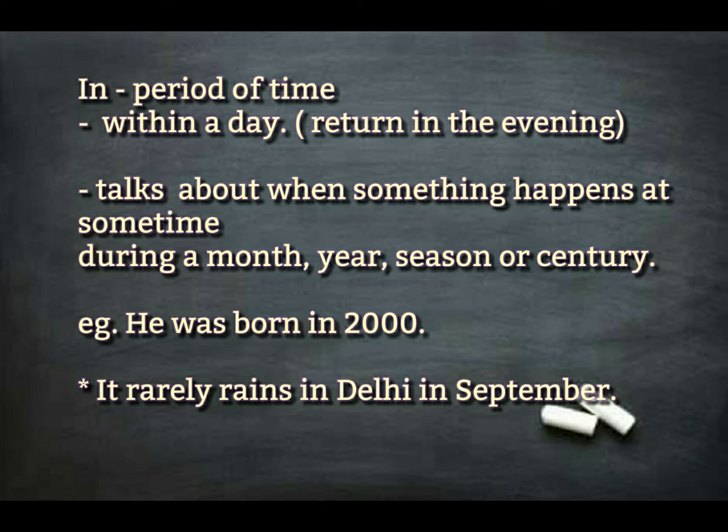For example, again in the case of my mother told me to return in the evening. It talks about the period of day, but again it tells us when it should happen within the day. So in such cases we use in. It also talks about when something happens at some time, like in the cases of month, year, season or century, we use the word in. For example, he was born in 2000, or it rarely rains in Delhi in September.